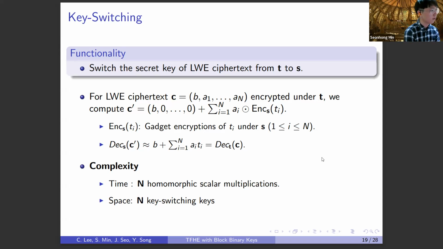So this key switching satisfies the functionality of key switching, but the time complexity and space complexity are high. Since it requires N homomorphic scalar multiplications and N key switching keys, the time complexity is O(N). Also, the space complexity is O(N) as well.